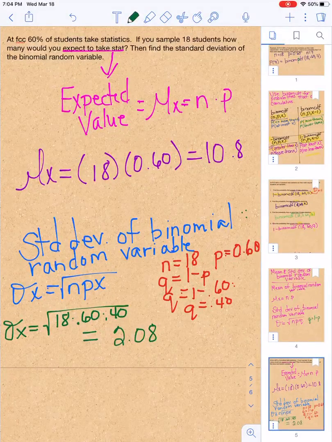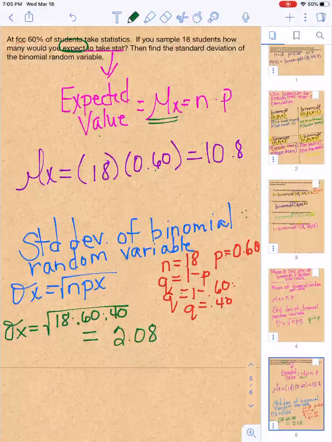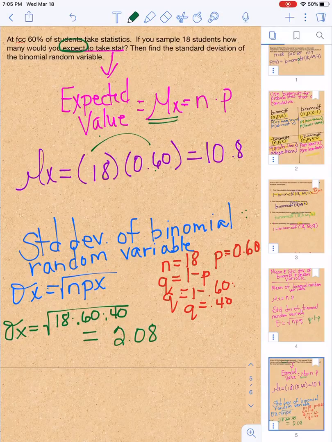So if you look at this last example, at FCC, 60% of students take statistics. If you sample 18 students, how many would you expect to take stats? Then find the standard deviation of the binomial random variable. So how many would you expect? You're going to find what's called the expected value, which is the same as the mean, which is N times P. So N, we said, was 18. P is 0.60. Multiply these two together, you get 10.8.